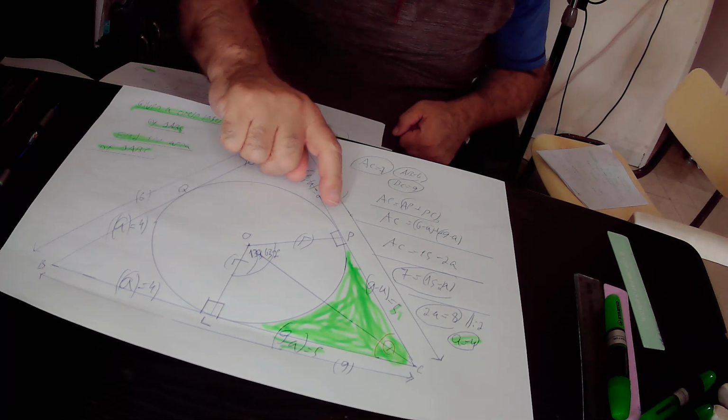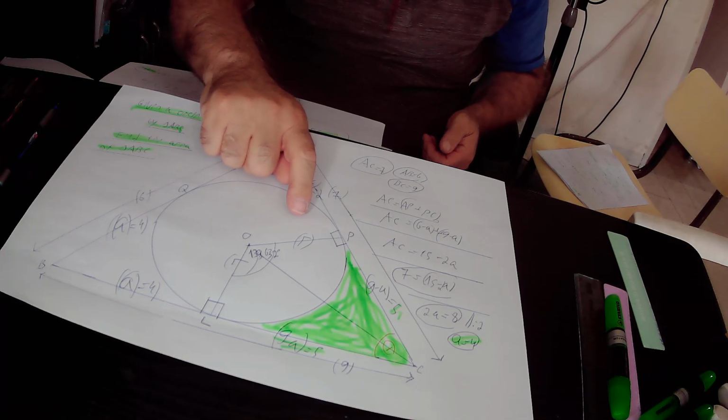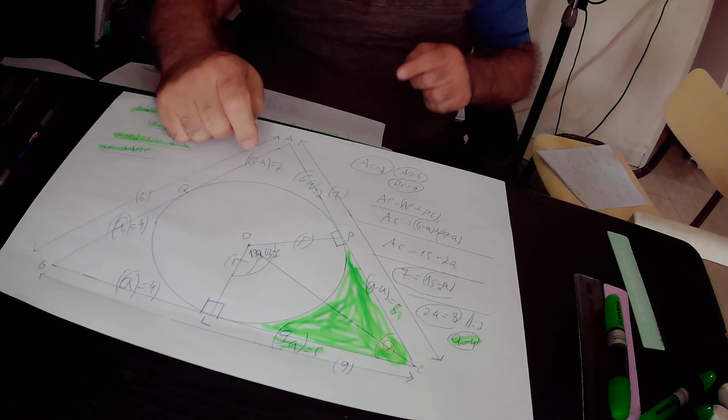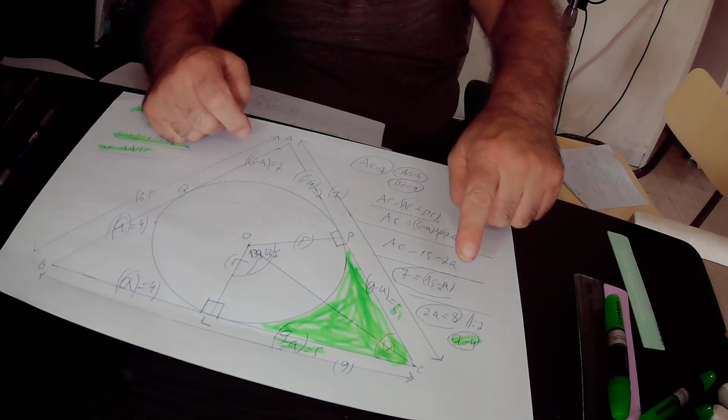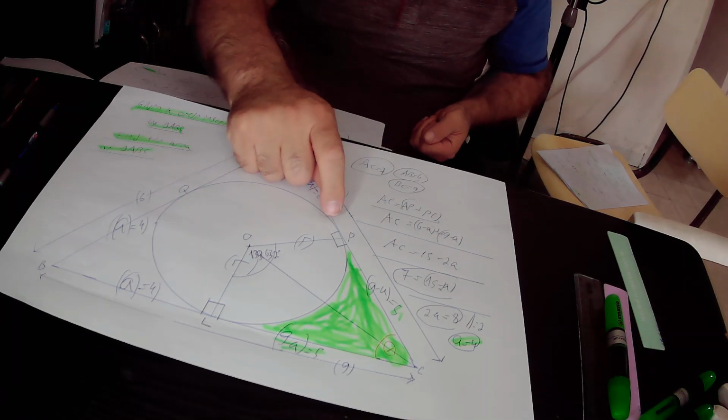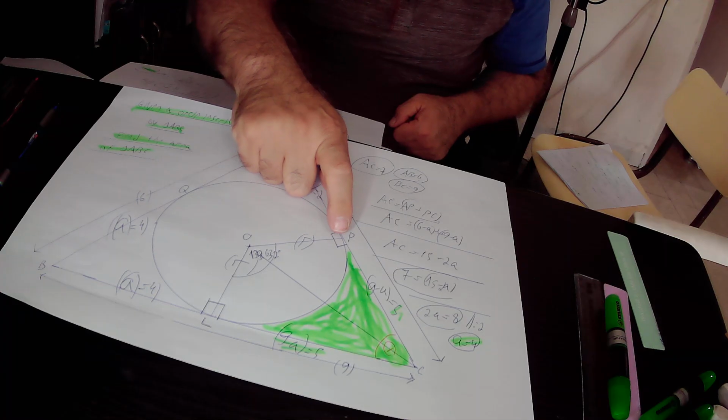Likewise, we join points O and P with a straight line. OP is of course a radius of the circle, equal to R. Point P is the point of tangency of tangent AC with the circle. So, according to rule 1, this angle equals 90 degrees, and this angle also equals 90 degrees.